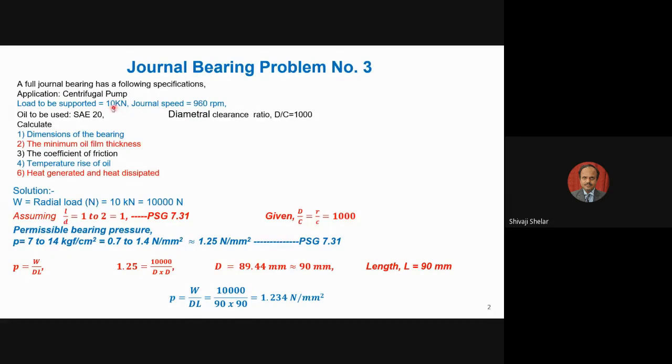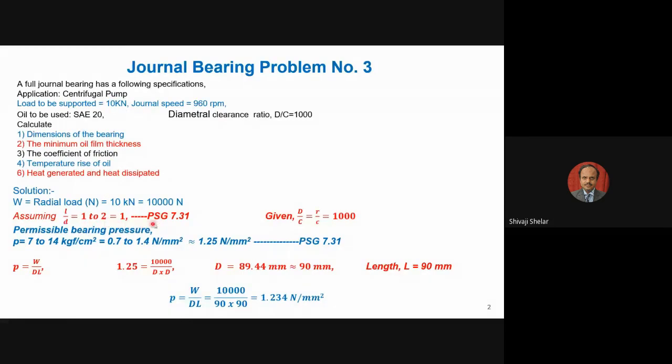Now in this problem, you have been given a load. I assume that the load is a radial load. So we are starting the solution. Assuming the load W is a radial load, which is 10 kilonewton, that is 10,000 Newton. Now, since no data related to length dimensions are given here, you need to select the appropriate L by D ratio. To select that L by D ratio, based on your application and the type of material we are selecting, you have to select the L by D ratio appropriately. For this application, centrifugal pump, you can select L by D between 1 to 2.